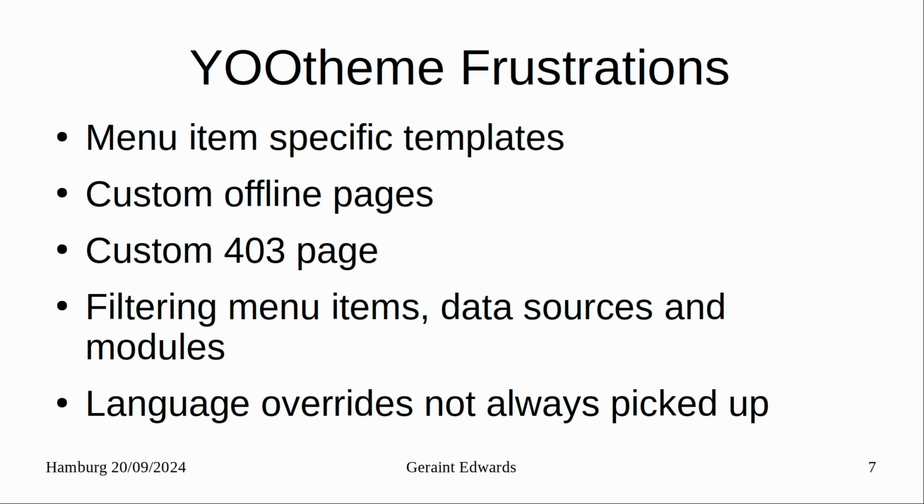I wanted to be able to filter menu items, data sources, and modules, probably just using the mechanisms I was familiar with, not necessarily the mechanisms that Zoolanders has, but basically filtering the core Joomla menu items. This might be just a really little thing, but I found in some places that language overrides weren't being picked up. So I'd have a translation for particular strings, and YooTheme kept producing the original language version of it instead of the translation.